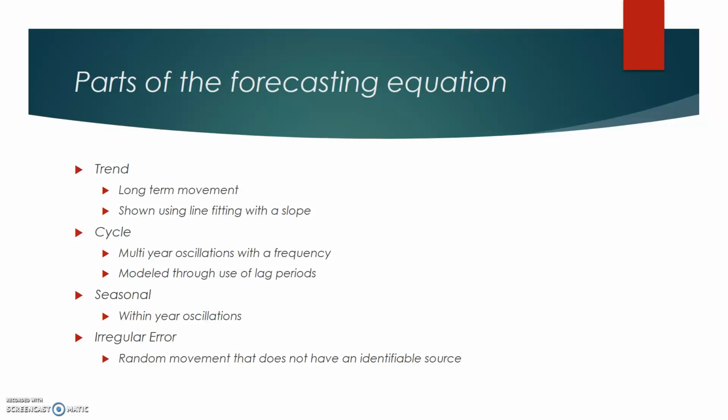So if we want to look at some parts of a forecasting equation, we have trend, which basically deals with trying to detect long-term movement. And then you can detect this by using a line fitting with the slope. Cycle is also a part of a forecasting equation that's for multiple year oscillations with a frequency, and that can be modeled using lag periods. And then for seasonal, we have within year oscillations, and then irregular error, which deals more with random movement that does not have an identifiable source.